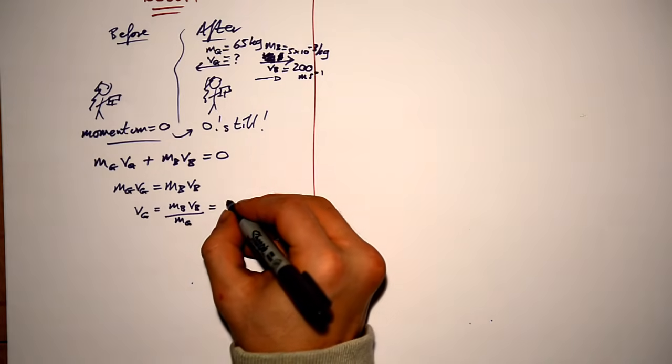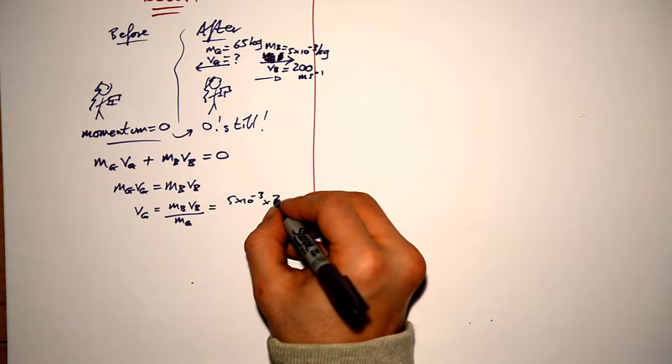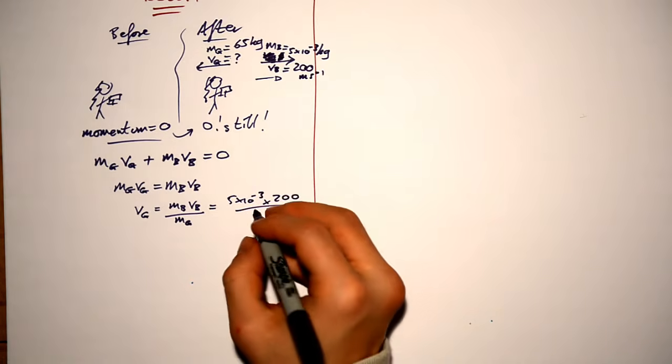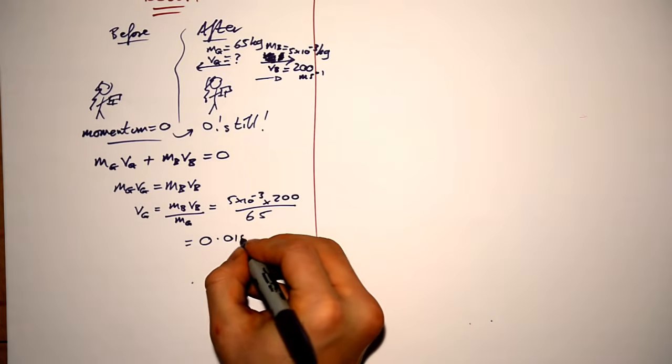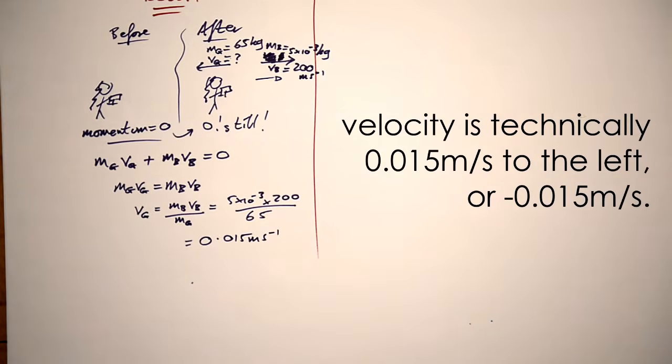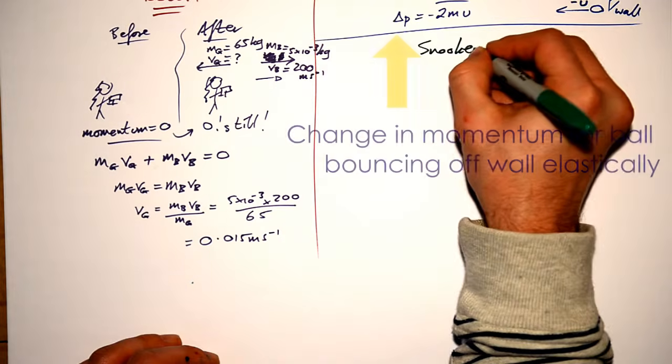And we end up with 5 times 10 to the minus 3 times 200 divided by 65. That gives me 0.015 meters per second. Not going back very fast. It is only a small bullet after all. So that's recoil. We also have rebound.